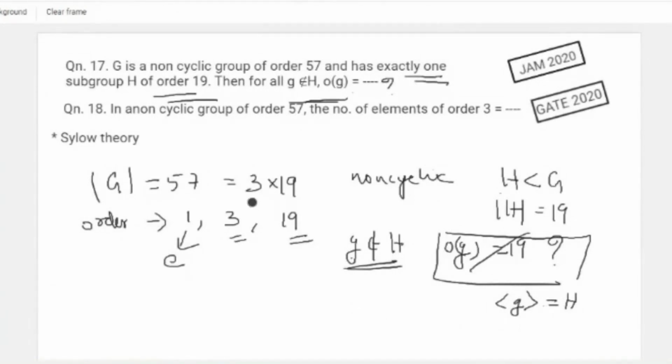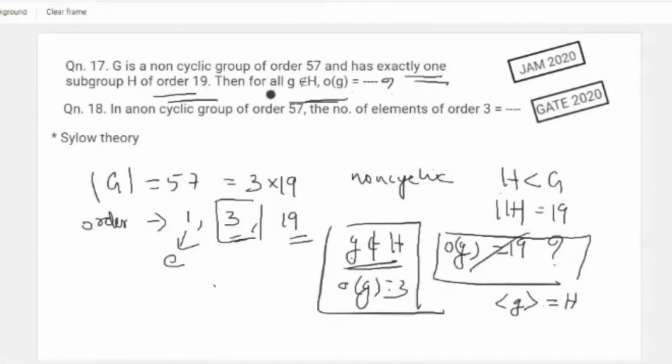So what is the possibility? The only possibility is 3. So for every g not in H, the order of g is 3. This is the answer. Okay. This question was asked in JAM 2020. Now question 18 is also taken from GATE 2020.